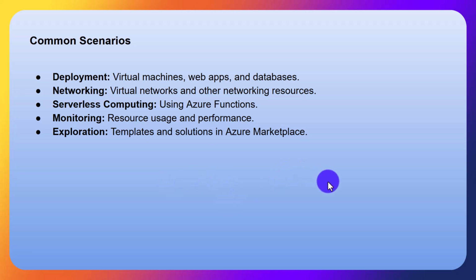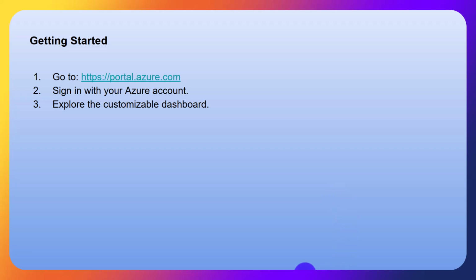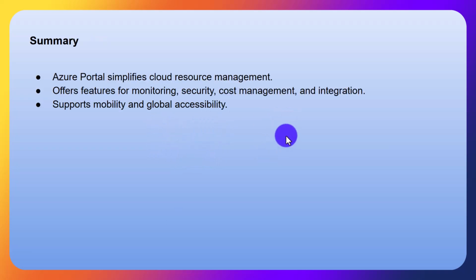So this brings us to the next slide, which says getting started. So for you to get started in using Azure Portal, all you need to do is go to portal.azure.com, then sign in to your account, then you explore the features, and also you can customize your dashboard based on what you want to do. Then the summary is Azure Portal simplifies cloud resource management. It offers features for monitoring, security, cost management, and integration, and it supports mobility and global accessibility. So now let's dive right into the demo session going forward.